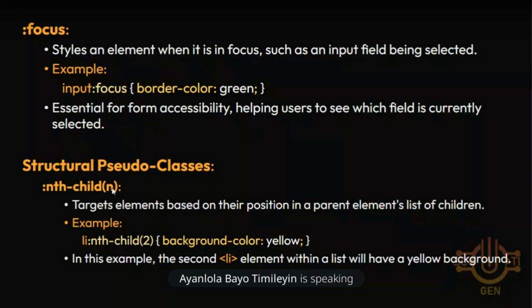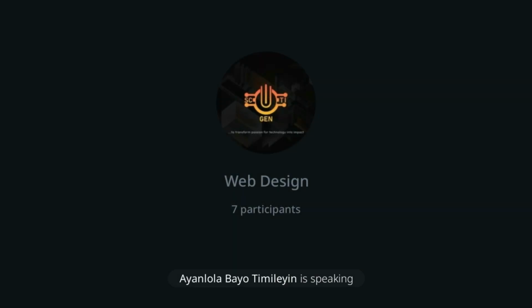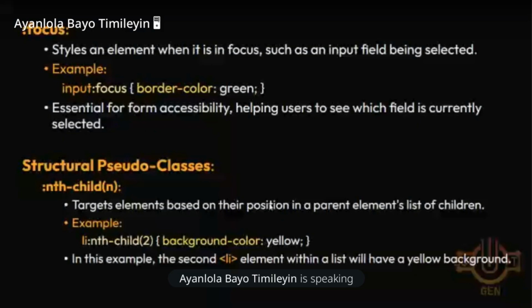If you pass 2 here, you are selecting the second child of that element. If you pass odd, we all know odd numbers, right? Like 1, 3, 5, 7. So it's going to select the odd elements. And if you pass even, it's going to select the even elements of the selected element. So the nth-child targets elements based on their position in a parent element's list of children.